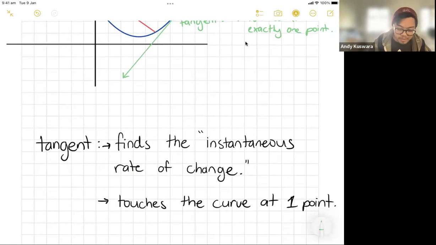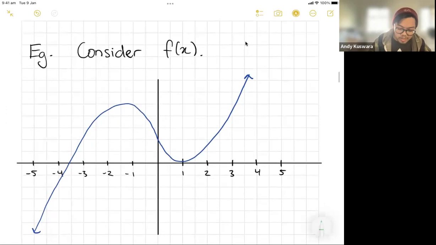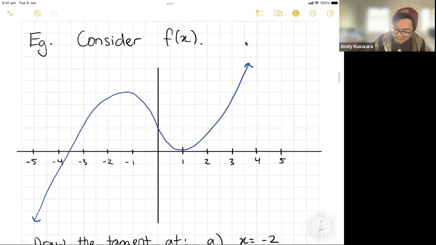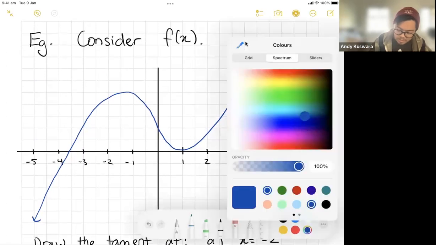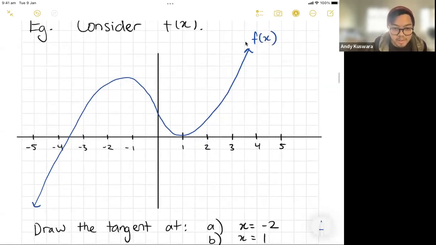Now that we have a bit of an idea of what a tangent is, we're going to consider this function that I've drawn. I've made it up. It doesn't have to be a real function. For now, we've got a curve. I don't know what the equation of that curve is, I'm sure I can figure it out, but for now, let's just consider that that's a curve.